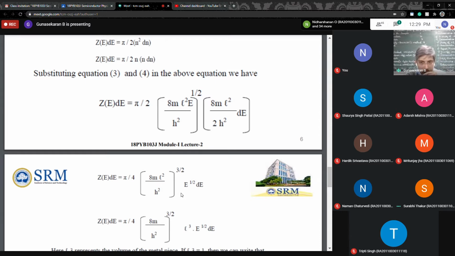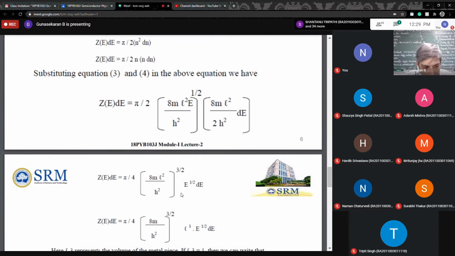I am going to rewrite the above equation by this. Z of E dE is equal to pi by 4. Then the common term is there, 8 m L square by h square. Here the power is 1 by 2, here the power is 1, so I simply add both the powers. I get 3 by 2, E power 1 by 2 into dE. Then once again, L square is there. I take L square outside, or simply substitute the power 3 by 2. That 2 gets cancelled, you get L cube.